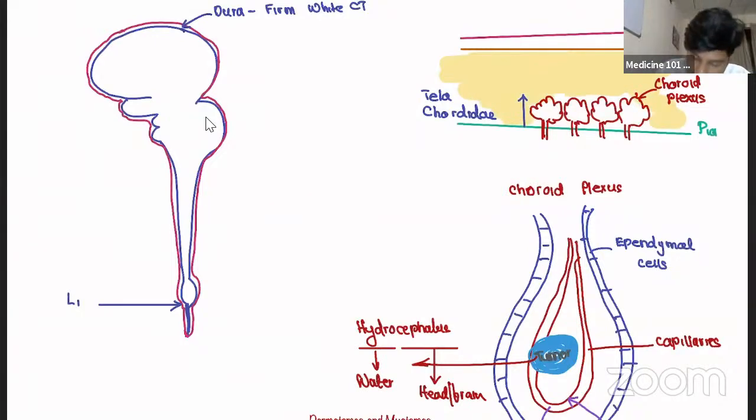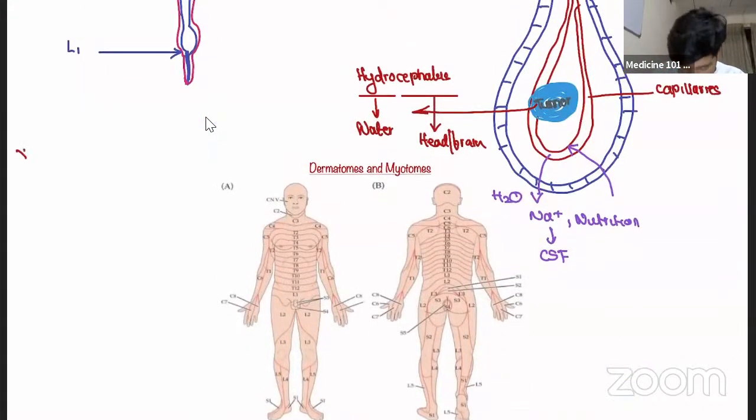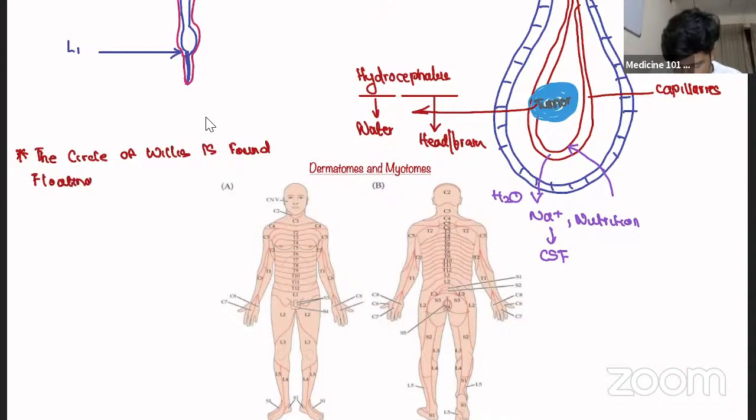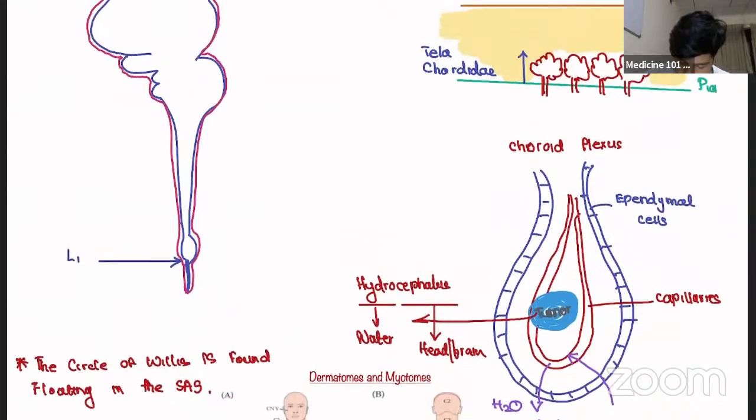I need you guys to write this in red and remember this forever. The circle of Willis is found floating in the subarachnoid space. The circle of Willis is found floating in the subarachnoid space. Okay? It means our brain's arterial system is found floating in the subarachnoid space.